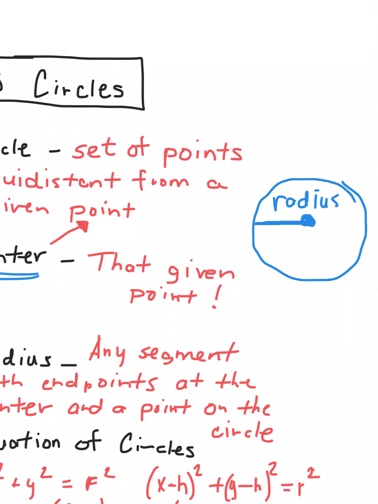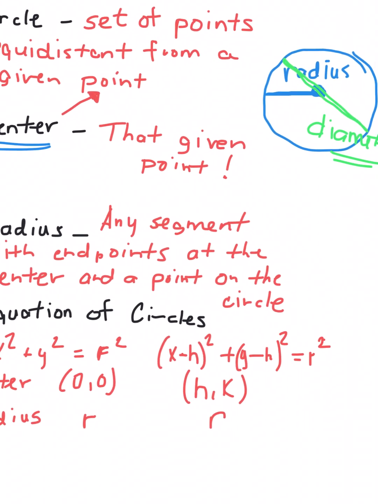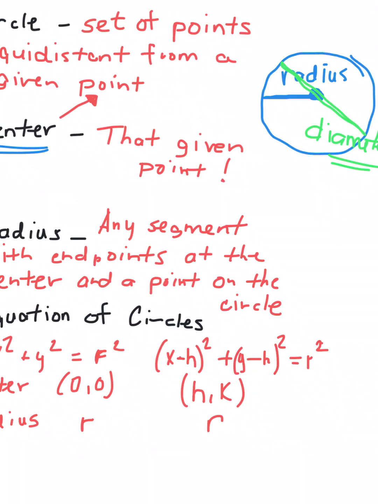And if we extend it all the way across, from endpoint to endpoint, that is called the diameter of the circle. So those are some definitions you should know. Again, take your time, stop this, and rewind it so you can fill out the guided notes.